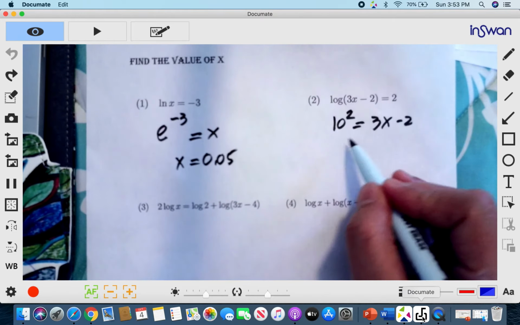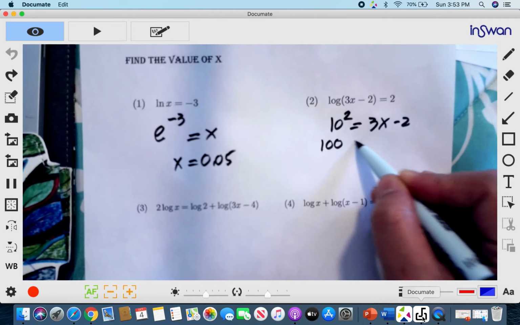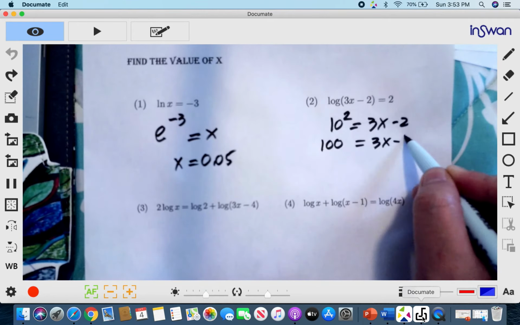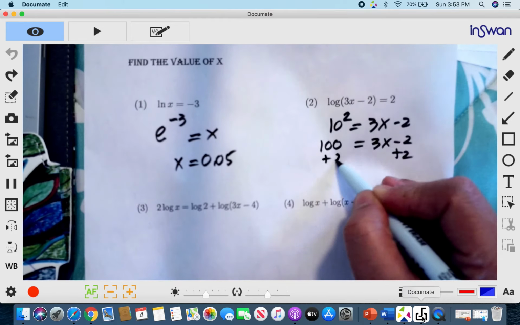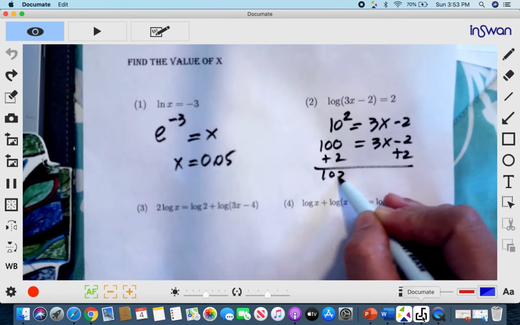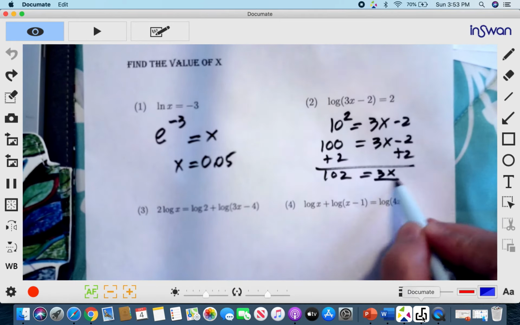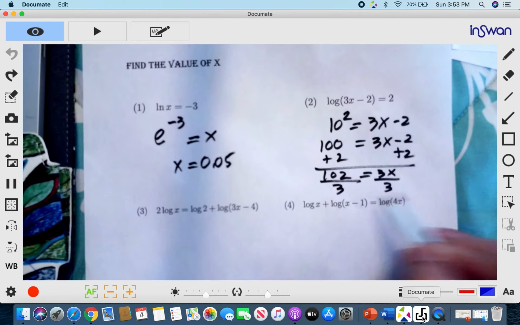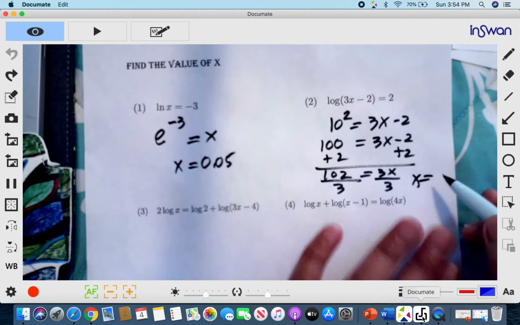So after that, of course, we can solve this by raising it to 2. That's 100 equals 3x minus 2. And do everything in reverse to isolate x. So plus 2, and so you have 102 equals 3x. So if you are going to divide this by 3, your x now will be equivalent to 34.